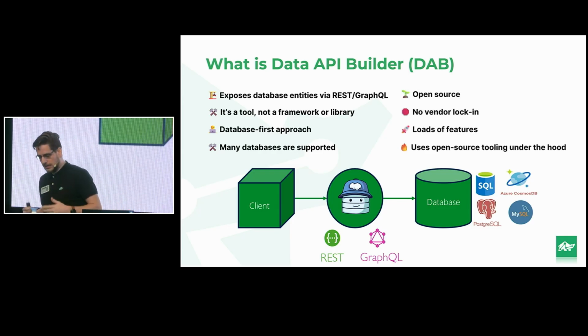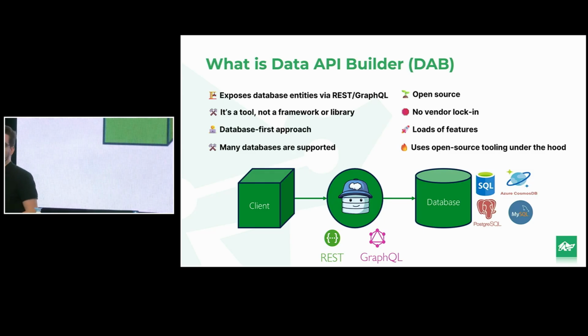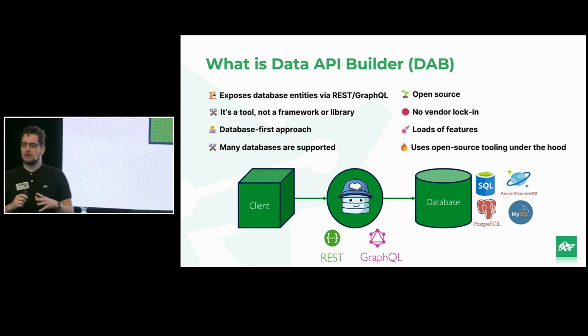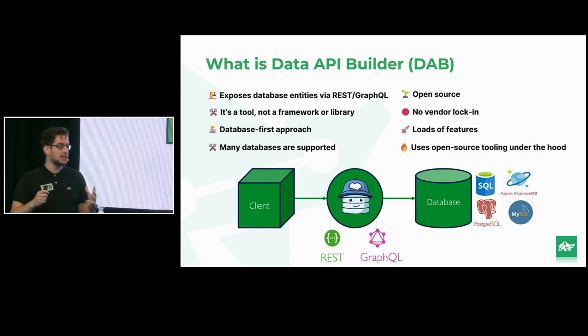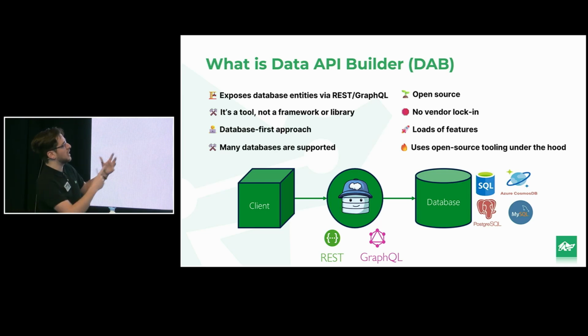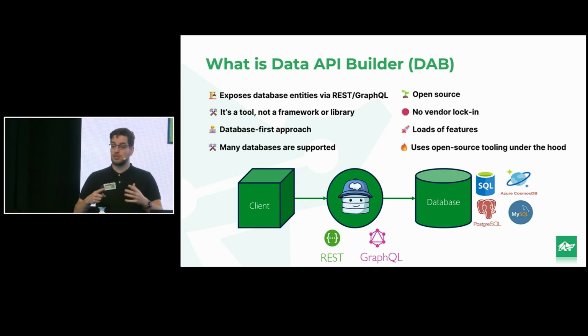So this is not a new thing in the market, right? If you want to compare it a little bit to Firebase, perhaps, this is kind of the same idea. But there's also Postgres, and there's Hasura, I believe. These kind of tools exist already. The thing with Data API Builder is that there's absolutely no vendor lock-in as well.